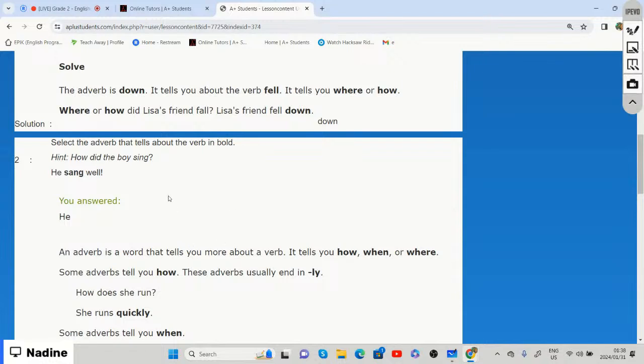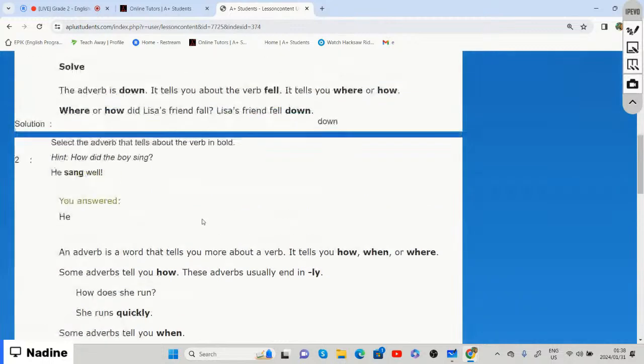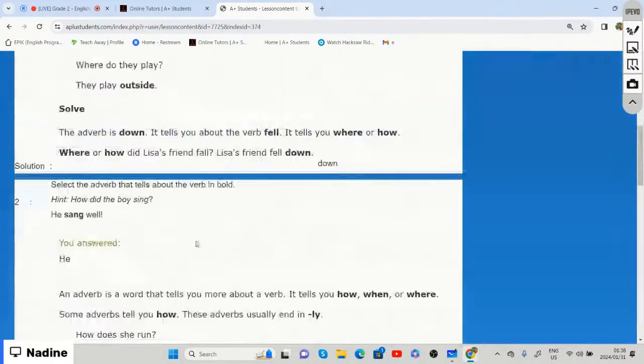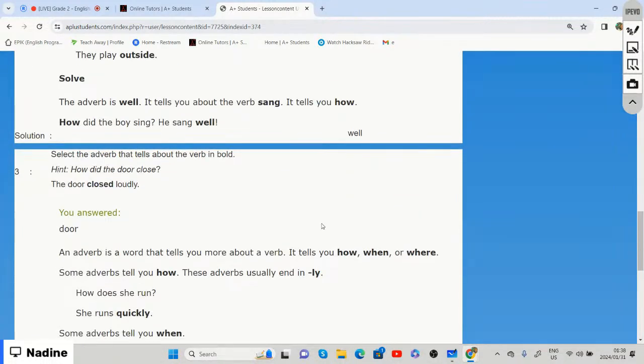So we need to select the adverb that tells us how well he sings. And he sings very well. So the word well is our adverb. Sing or sang is our verb. And now we need to select the adverb that tells us about the verb in bold.